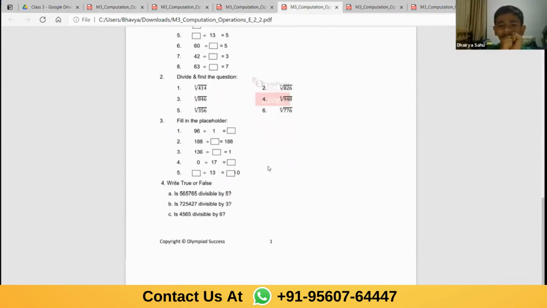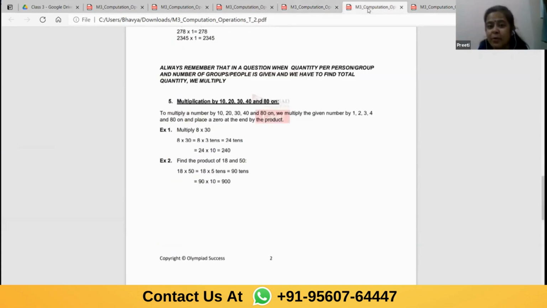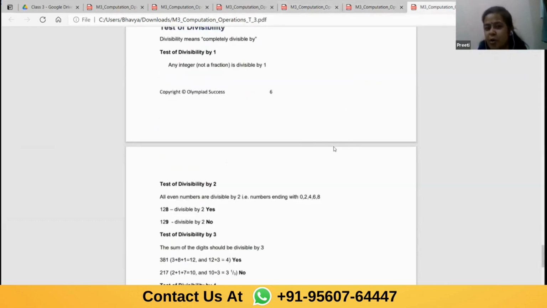Do you see these questions? Is this number divisible by 5? Is this number divisible by 3? Is this number divisible by 6? I'm going to tell you tricks. Without even dividing, you will get to know whether these numbers are divisible or not. You won't even have to divide and check. There are simple rules, not tricks, with which you can make out whether those numbers are divisible by a particular divisor or not.